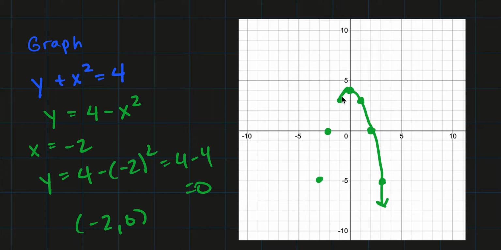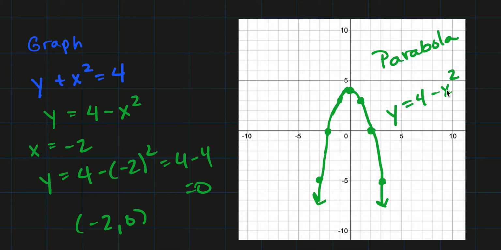And so you see that you're going to get the same picture on the left side as you get on the right side. So something like this. This is what we call a parabola. And let me write the equation of this parabola here.